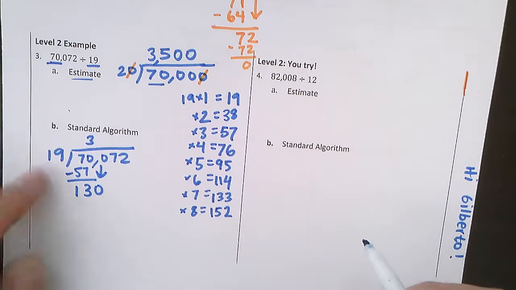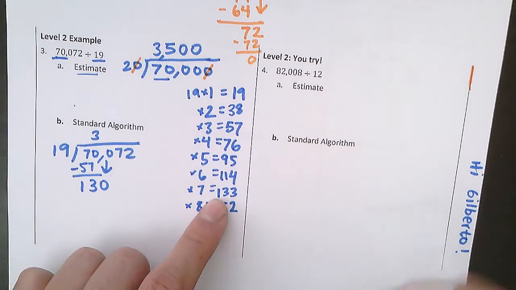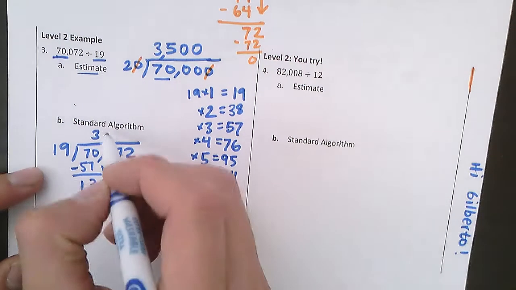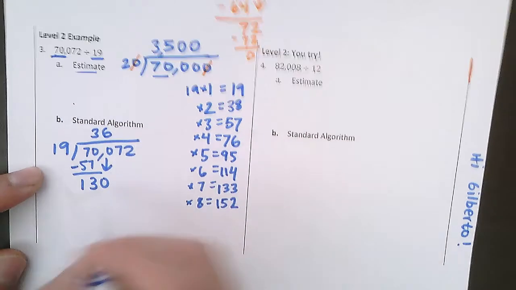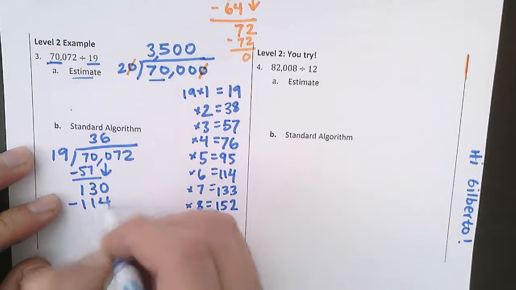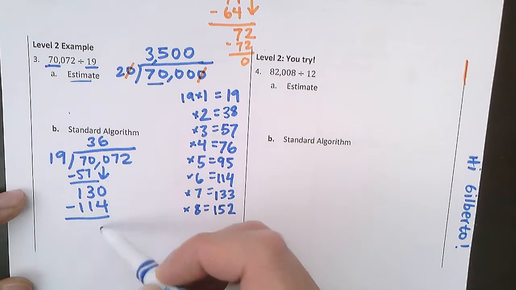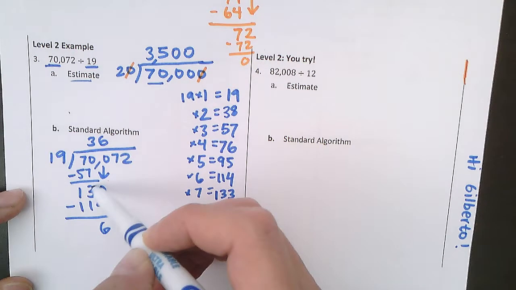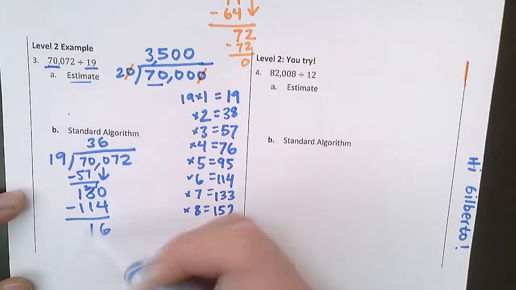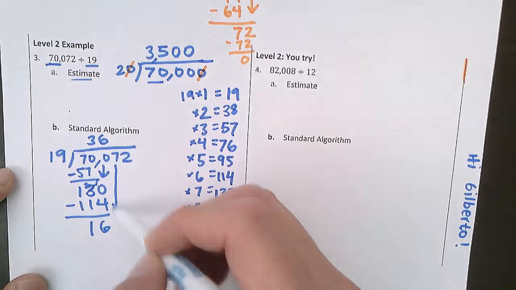How many times can 19 go into 130? Well, let's check here. 19 times 7 is 133, so that's too much. 19 times 6 is going to be 114, so 6 times. 6 times 19 is 114. Let's subtract 14. 10 minus 4 is 6. All right, carry the 1 over from here. This becomes 2. 2 minus 1 is 1. 1 minus 1 is 0. Regroup, bring down the 7.